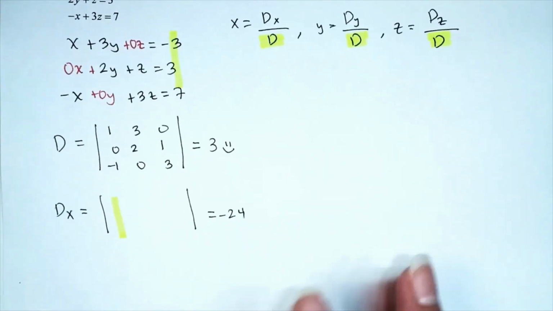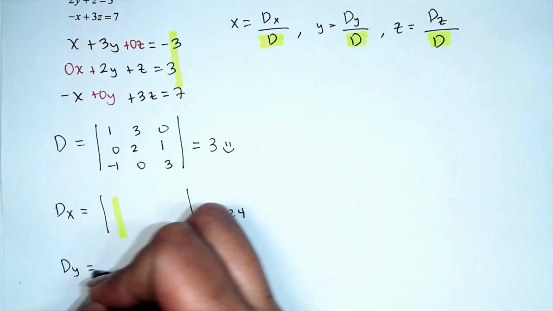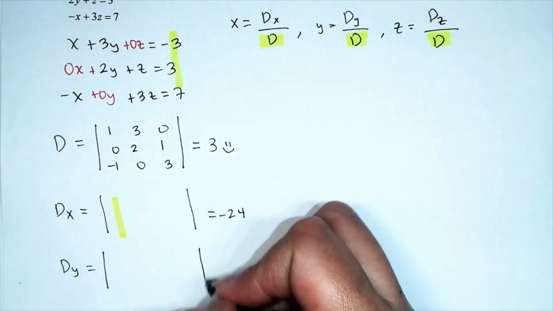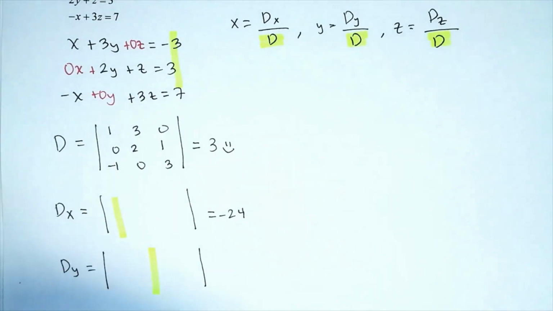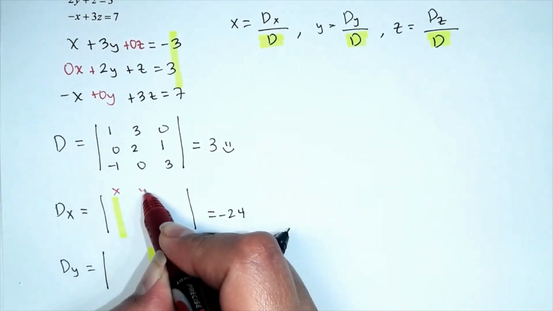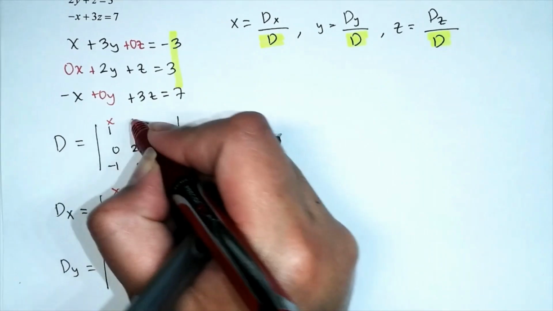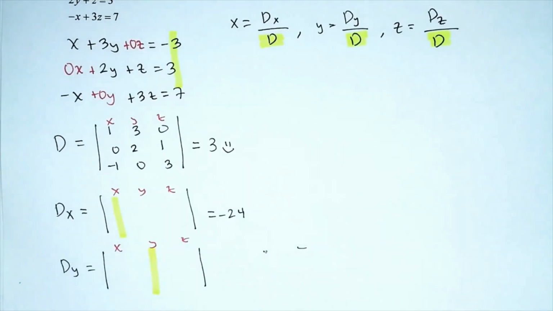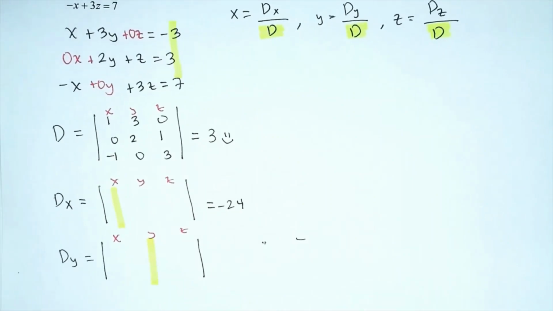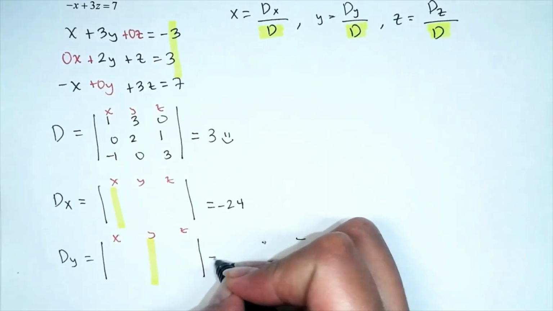Okay, dy, what is that? That is the determinant form when we replace the y column values with the answer column values. So if you want to put x, y, z to make things easier on the eye, go for it. Okay, so again, for homework, that will give us 5.